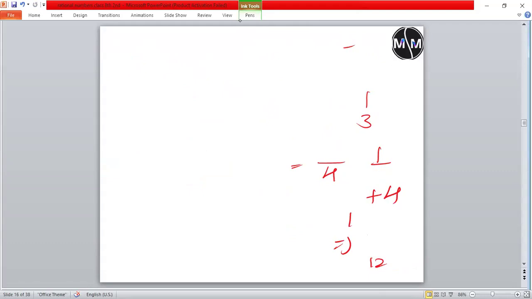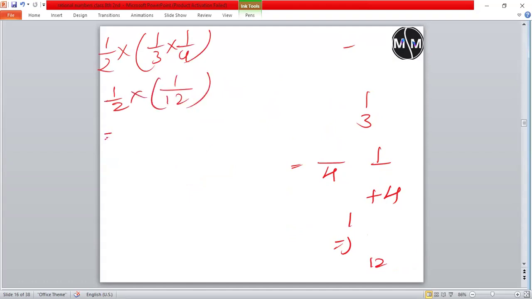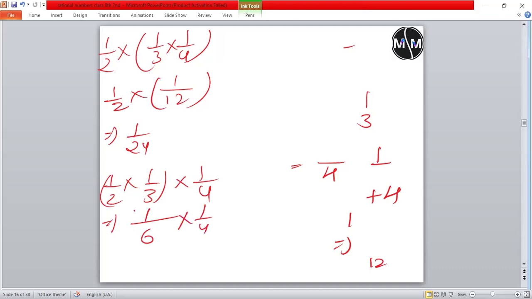It means if I take 1 by 2, multiply 1 by 3, multiply 1 by 4, 1 by 2, multiply 1 by 12. And here we get 1 by 24. If I change the position of bracket, means 1 by 2 multiply 1 by 3 is in a bracket, and outer side multiply 1 by 4, which is equal to 1 by 6, and multiply 1 by 4 is equal to 1 by 24. We will never change the answer despite you change the position of bracket.